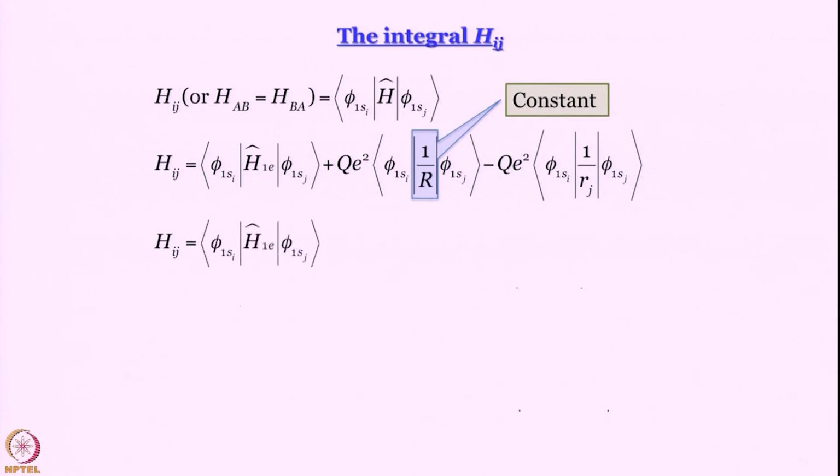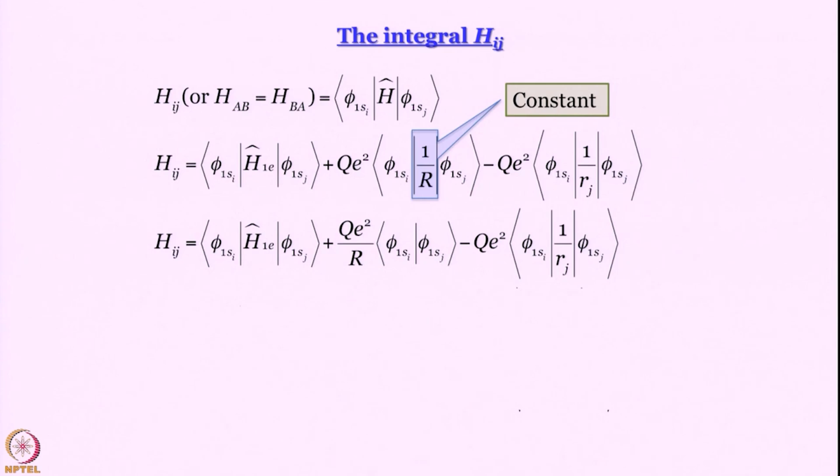So, what is Hij? First term we have no problem. Second term is Q square by capital R, integral phi si, phi sj, third term is this integral which looks somewhat similar to the Coulomb integral, but not exactly the same. We have one s orbital in the bra vector, we have another s orbital in the ket vector. Remember here Rj is not a constant. Okay. So, how you evaluate these integrals, we will come to that. Okay, but let us write this expression.